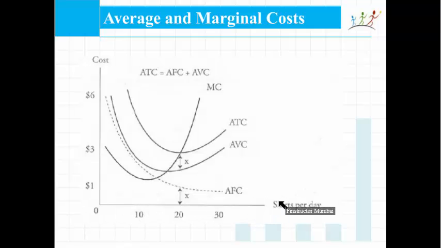The x-axis here is the output per day, or the shirts per day, and the y-axis is the cost. The distance between the average total cost and the average variable cost is nothing but the average fixed cost. So average variable cost plus the average fixed cost will give us the average total cost.